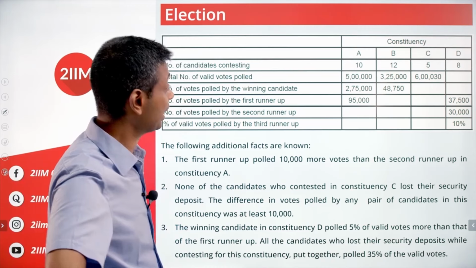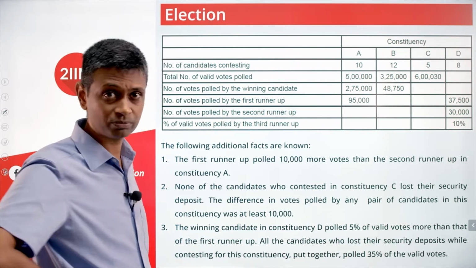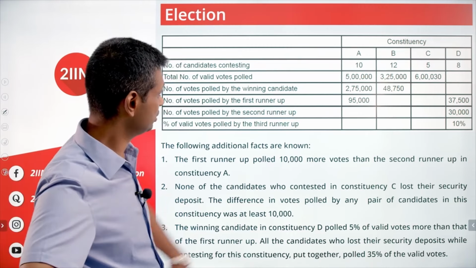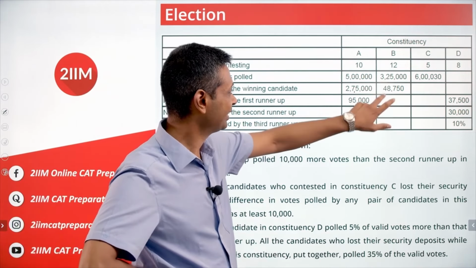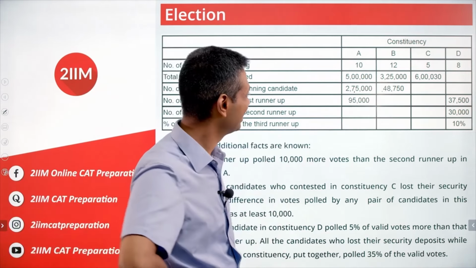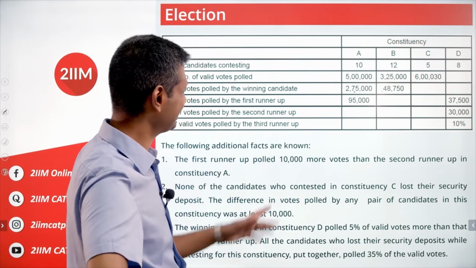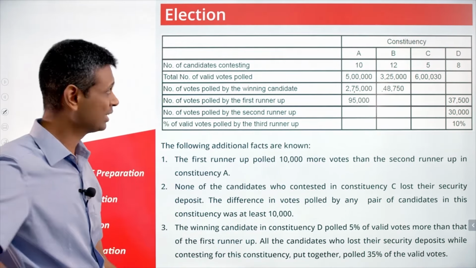Constituency B, there are 12 candidates, 3,25,000. The winning candidate gets only 48,750. They're very small. So this guy is romping to power. That guy is squeezing in. Fine. And then nothing else is given. C, 6,30,000. 30 is like an unusual number and nothing else is given.